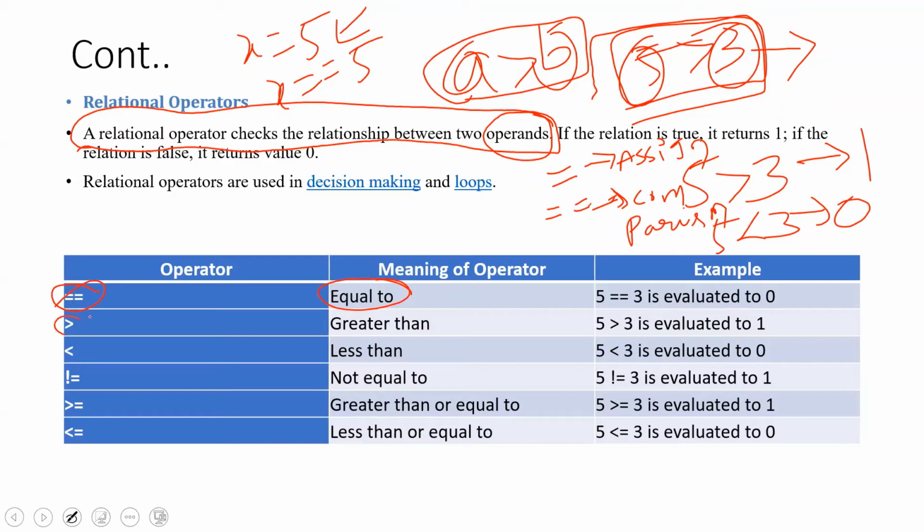Similarly, we are having greater than, less than, greater than or equal to, less than or equal to, and not equal to. So these are all mathematical operators only. In real life, in any mathematical expressions, we are using these operators. These are the relational operators which we are using in C program. So here you found a double equal, it is equality comparison.